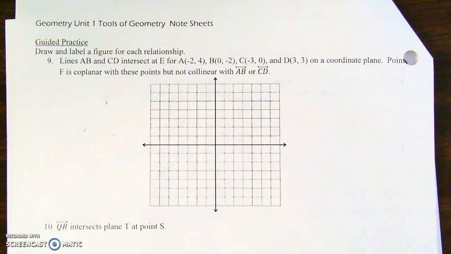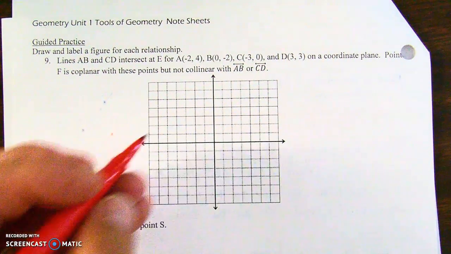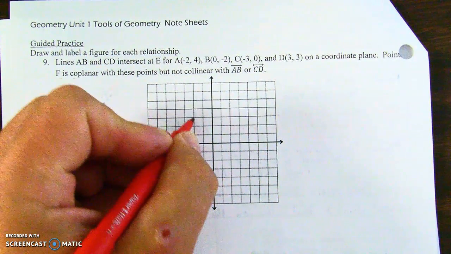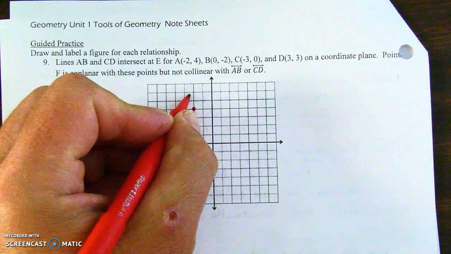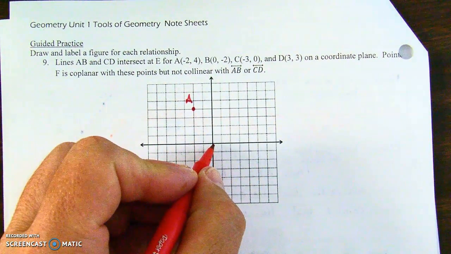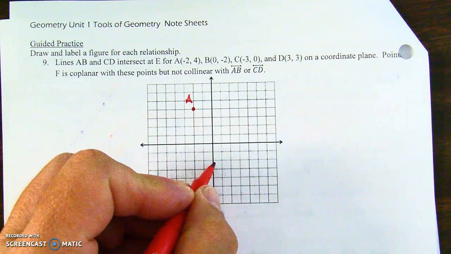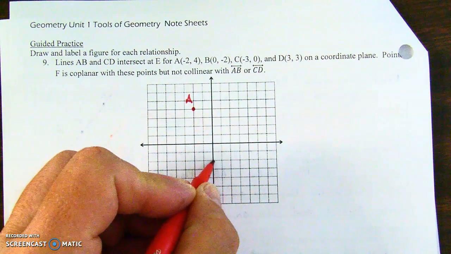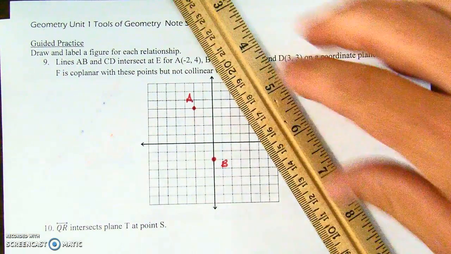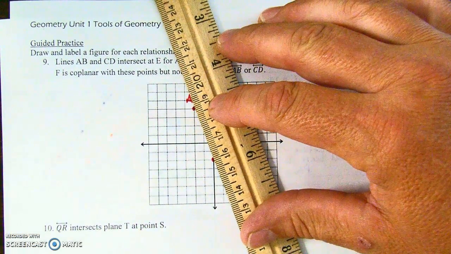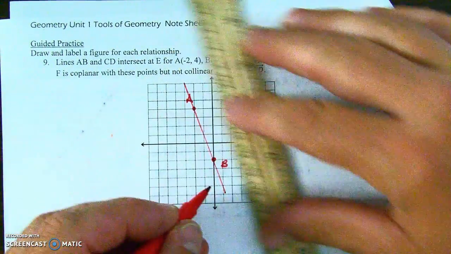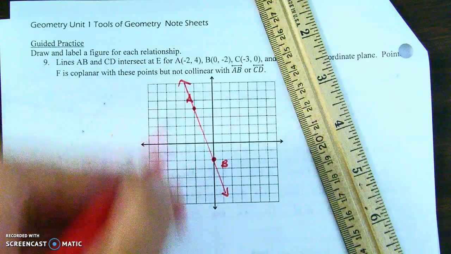Let's go ahead and put our points for point A, which is at -2, 1, 2, and then up 4, 1, 2, 3, 4. And remember, we label this as a capital letter. And then point B is at 0, -2, which is right here, and we'll label that one B. Okay, let's go ahead and draw a line between those two. Remember, arrows on both ends.